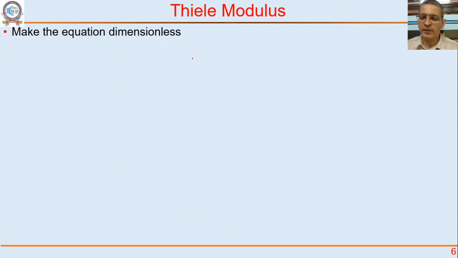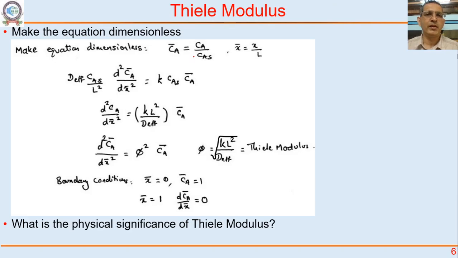Okay, one way to do it is, before we solve, let's make it dimensionless. The reason for making it dimensionless is that then it becomes independent of the actual concentrations. We want to make CA go from 0 to 1. The only way we can do that is if we divide by the surface concentration, and we make x dimensionless by defining x bar, so x will go from 0 to 1.